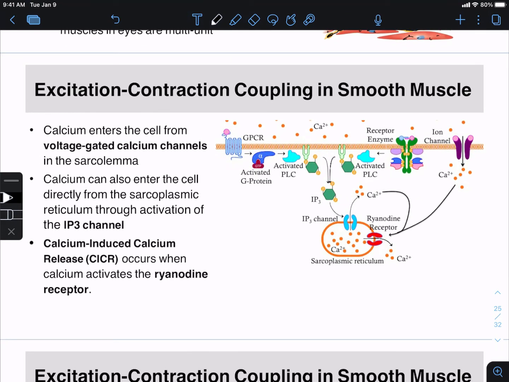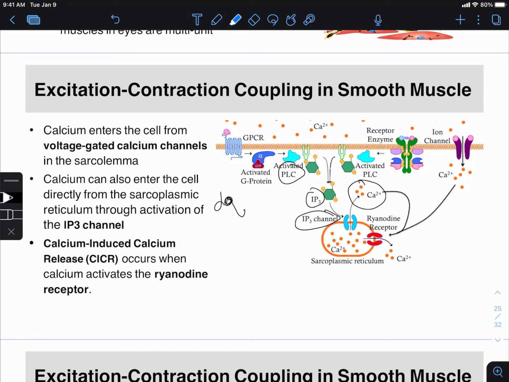Then excitation-contraction coupling. This is just a reminder of some things you already know, but I want to zero in on these pathways. We've already talked about this. If we activate an alpha Q pathway, we're going to get activation of PLC, release of IP3, activation of the IP3 receptor, and the release of calcium. Now here we're going to add an extra layer to it. The ryanodine receptor exists in smooth muscle and cardiac muscle and skeletal muscle.